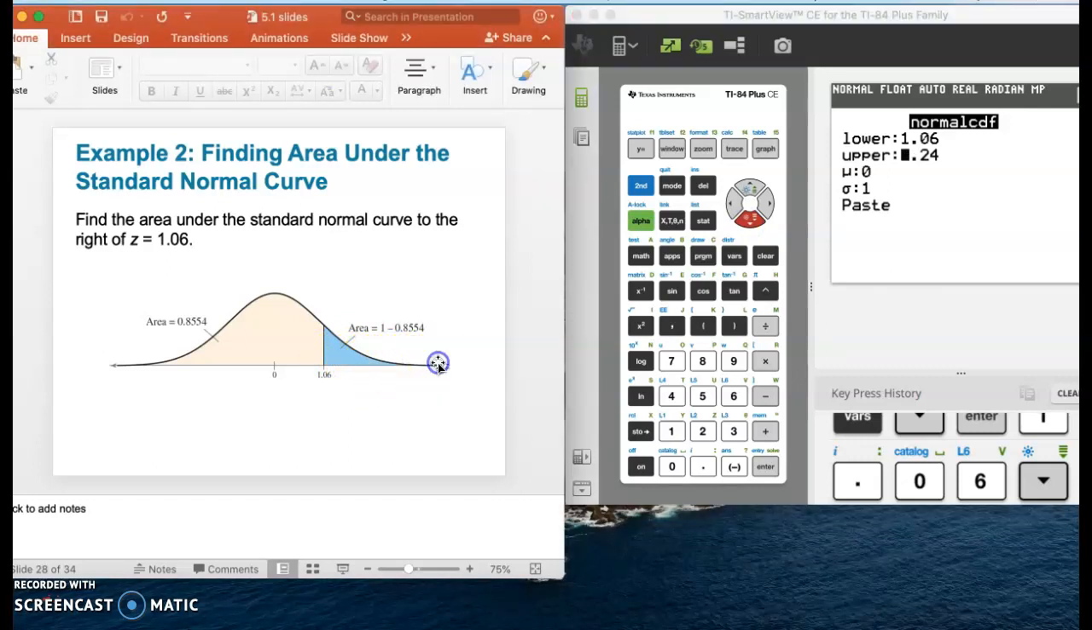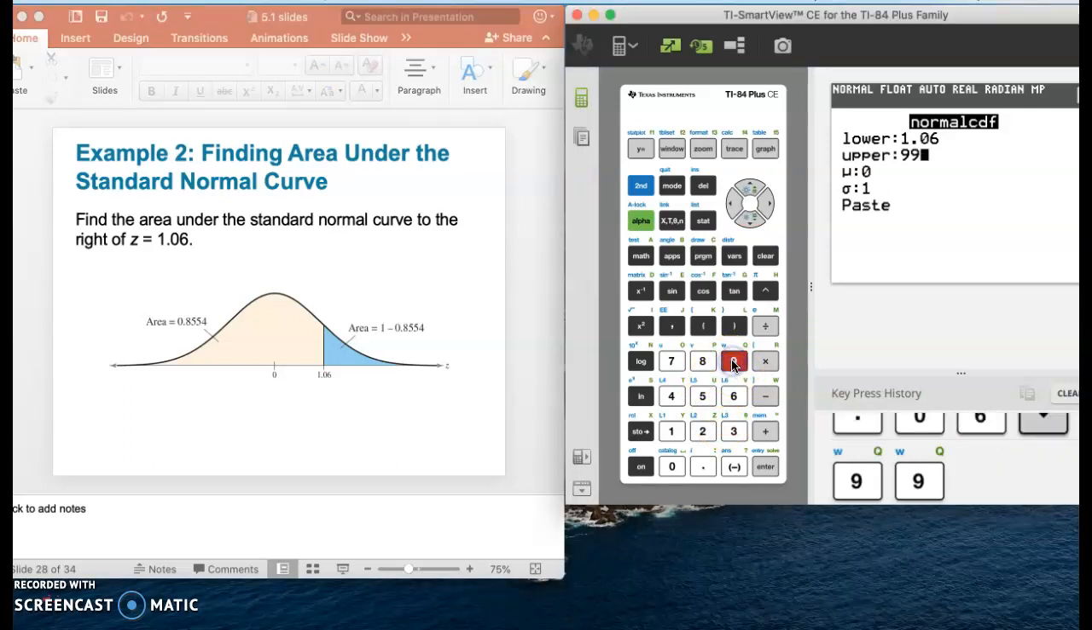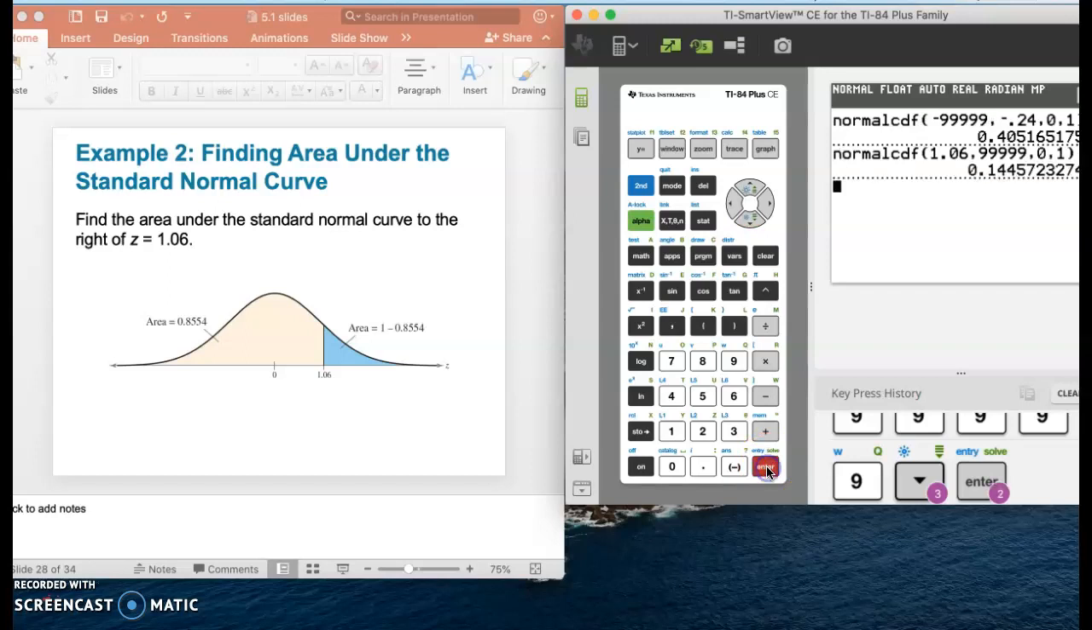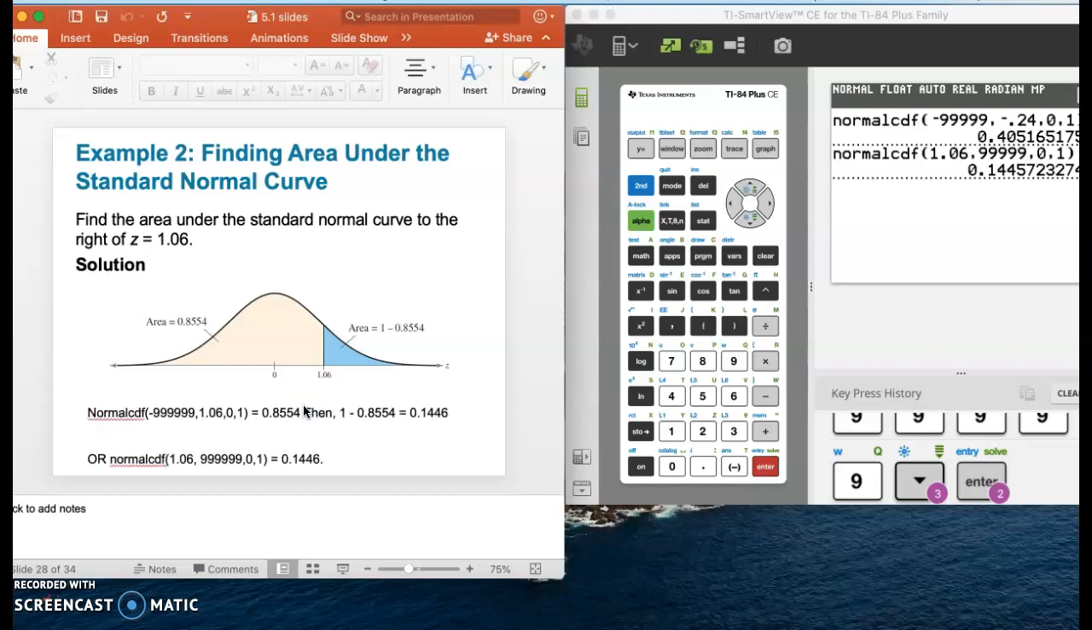The upper bound, well, this curve goes on to infinity, and this time to positive infinity. But we don't have a positive infinity button on our calculator. We use an artificial positive infinity, which is 99999, 5 nines. The mean is still 0. The standard deviation is 1. So we leave those alone, arrow down to paste, and hit enter. Hit enter one more time, and then we see the area is 0.14457 approximately. And if I go back over to look at the solution on my slide, that's exactly what I will get here.